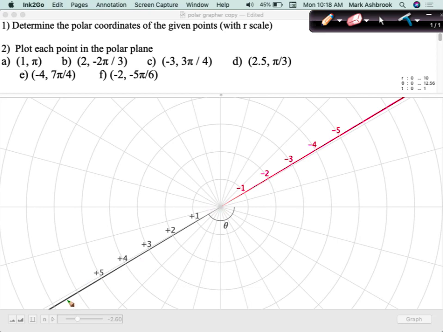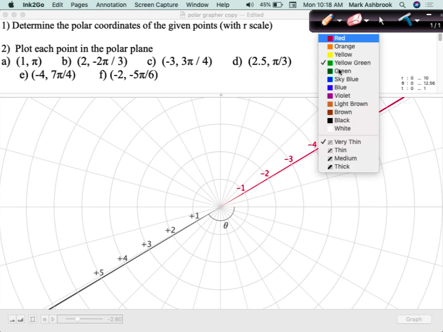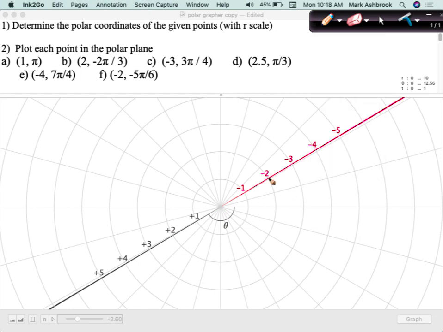So negative 2 would be in what quadrant? This point right here. That's the point for F. Negative 5 pi over 6 gives you positive r values this way. Negative r values would be in exactly the opposite direction. That would be the point for part F. Any other questions? Any other requests on those?